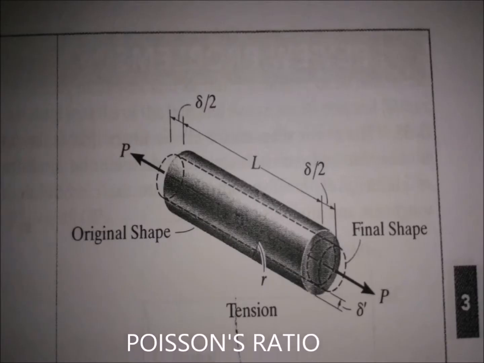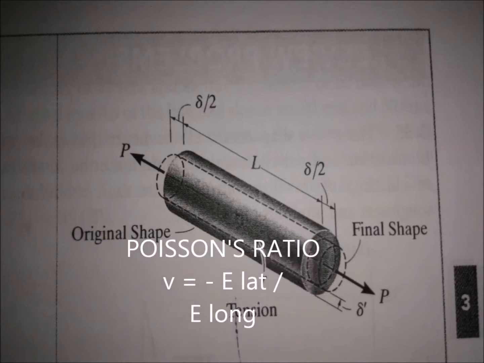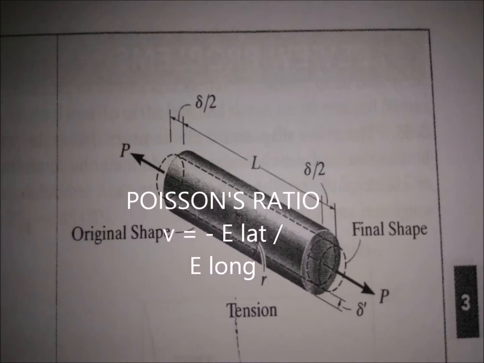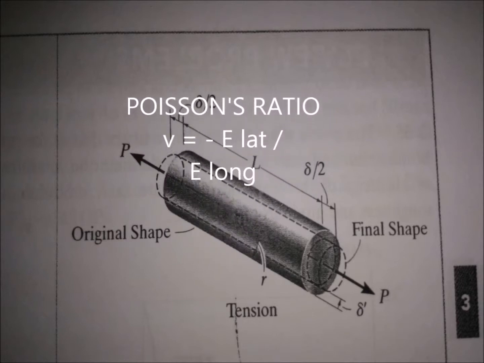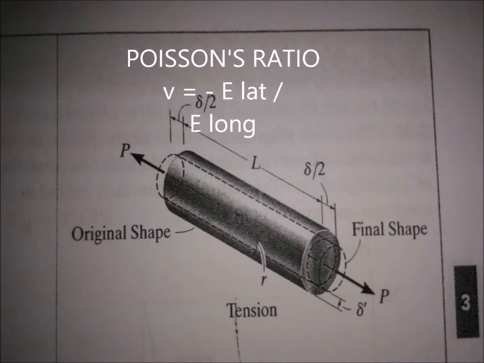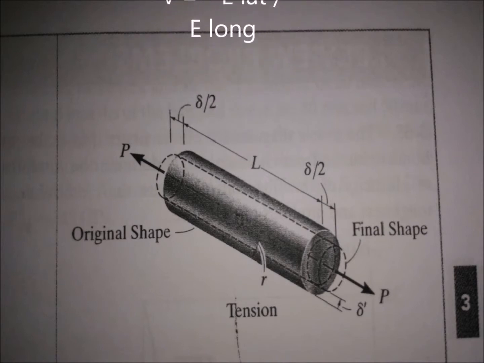Poisson's ratio, which we call nu, is a dimensionless material property that relates the lateral strain to the longitudinal strain. Its range of value is 0 less than or equal to nu less than or equal to 0.5.